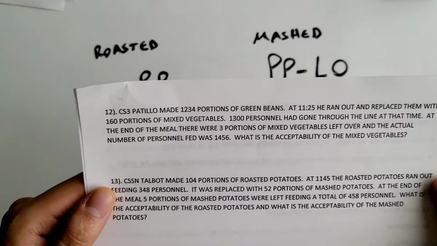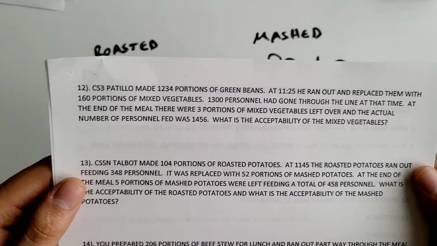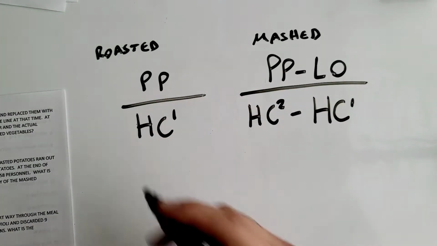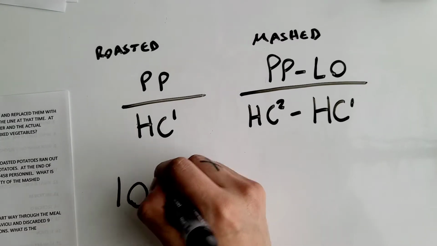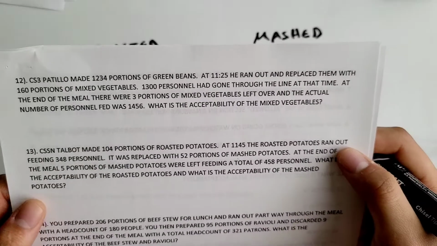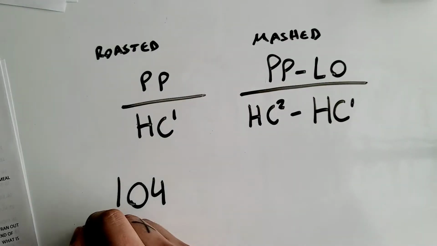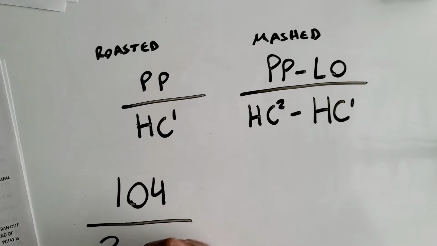So again, it says Sis and Talbot made 104 portions of roasted potatoes. So it's 104. And then it ran out, feeding 348 personnel. So that's your first head count. So 348.